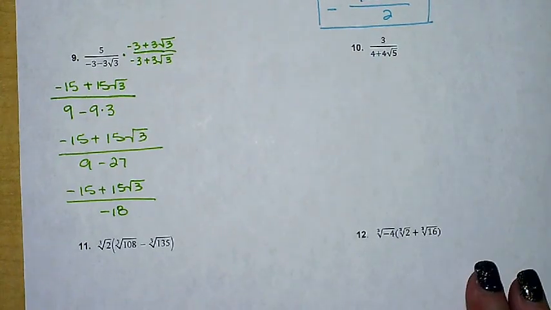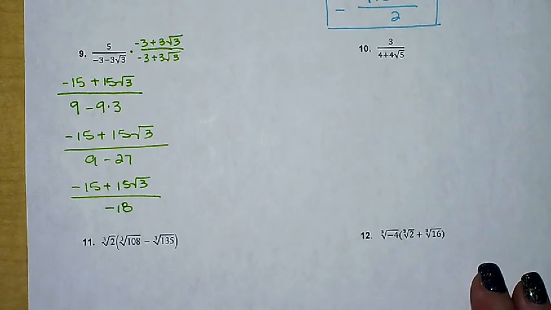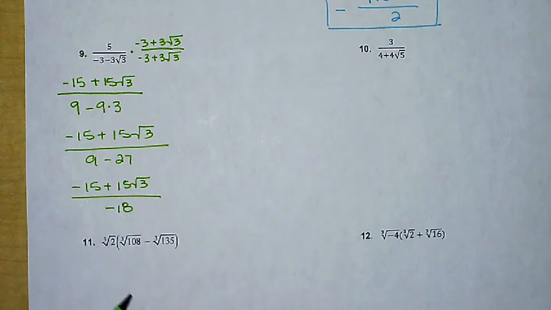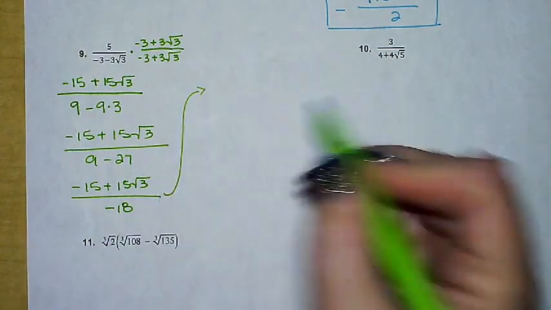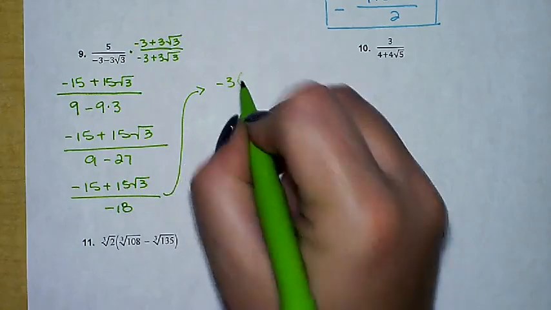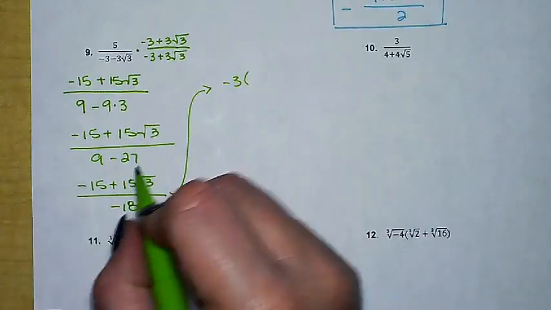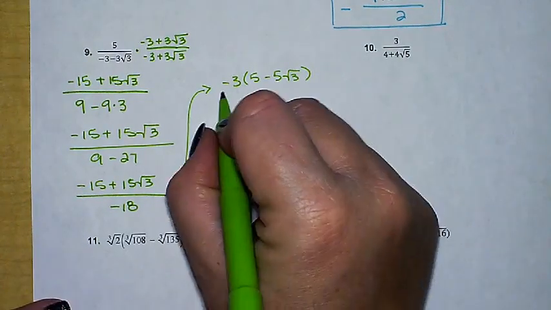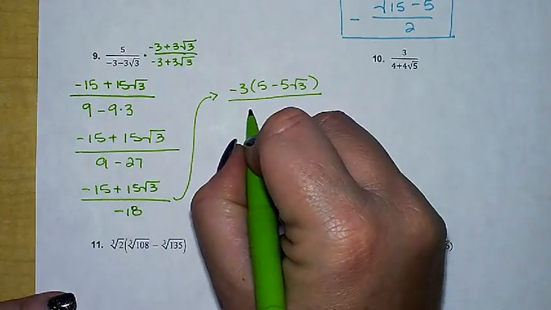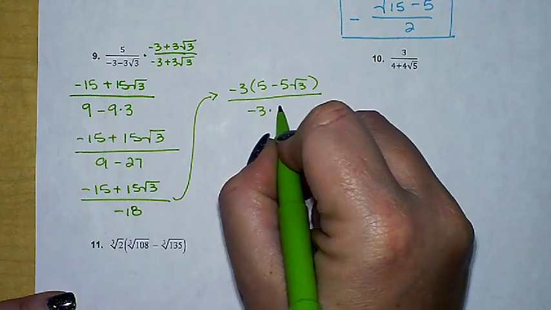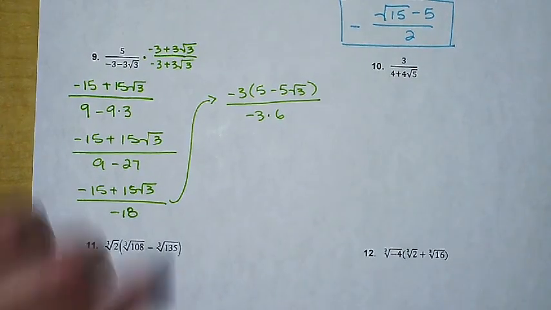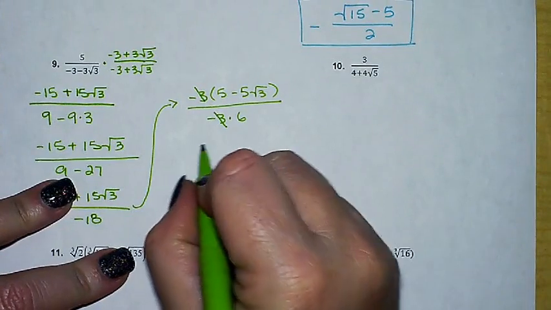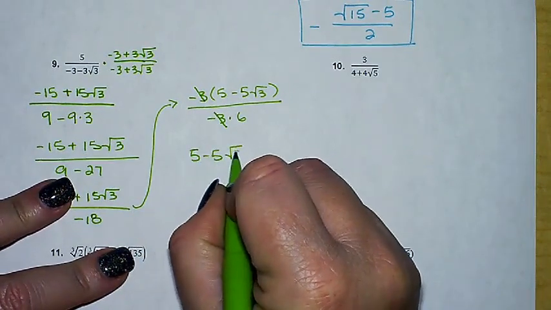Now, it looks like we are done. And I said there was a little bit more going on in this one, and that is because we need to simplify some more. We're not simplifying our radicals, but we're simplifying our coefficients, okay? We can take a negative 3 out of all of these, right? If I take a negative 3 out of this top part here, I get a 5 minus 5 times the square root of 3. And if I take a negative 3 out of 18, I get a negative 3 times 6. Now I have some multiplication, and I know that these negative 3's can cancel. And what I'm left with is my simplified form.